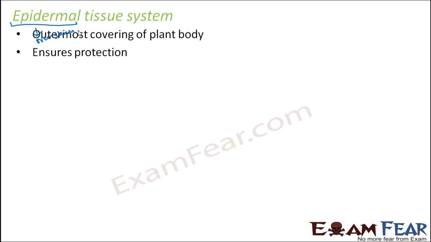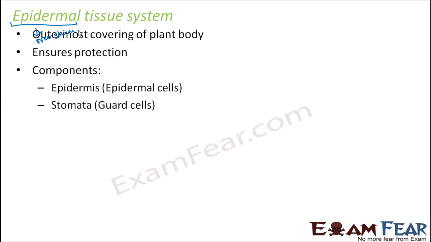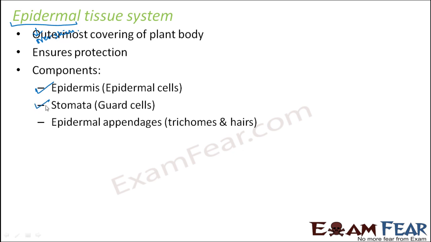Now the question is, what constitutes this tissue system? Because this tissue system also consists of some tissues. So what are those tissues? The components of the epidermal tissue system are epidermis, stomata, and epidermal appendages. So these are the basic components. Epidermis, we all know, is the outermost layer. Stomata are nothing but the small openings present on the surface of leaves. That is also a part of the epidermal tissue system, because even the stomata are present on the epidermis, on the outermost covering.